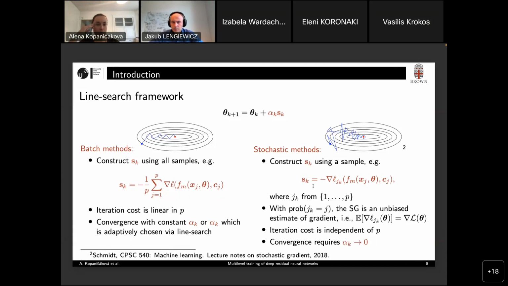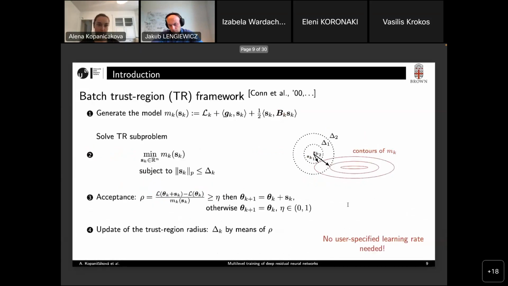And in general, in this talk, when I will be talking about stochastic methods, typically I have in mind mini-batch methods. So this is a generic line search framework, which is often used in machine learning. But in this work, we will focus on a slightly different approach, which is based on the trust region method.